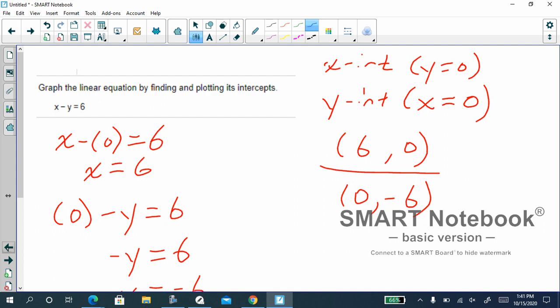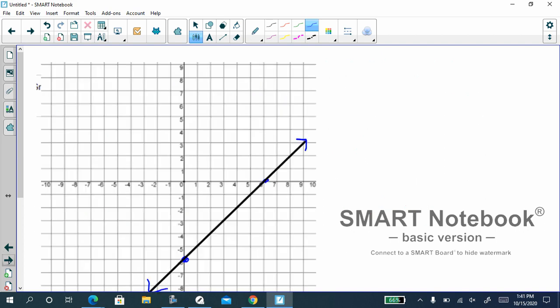Now, since the instructions say graph the linear equation by finding and plotting the intercepts, if we come up with this equation but we don't use the intercepts, if we use different points instead, then while that might be the correct line, MyMathLab is not going to give us credit for it. So we need to make sure that we do plot those intercepts to graph that line.